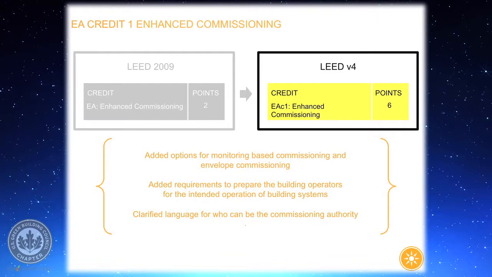EA Credit 1, Enhanced Commissioning. We've adjusted the points here and added 2 new options to this credit. One for monitoring-based commissioning, which is really rewarding a technology that's grown significantly over the past several years. And then another option for envelope commissioning and encouraging projects to address envelope as part of their commissioning scope. So projects have the option of earning any one of those 3 options or earning all 3, for a total of 6 points.